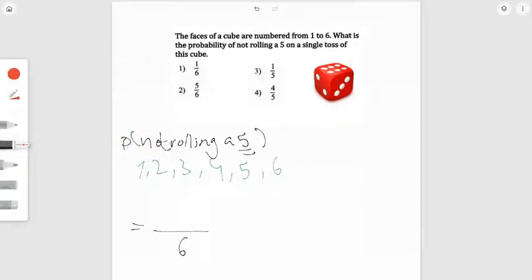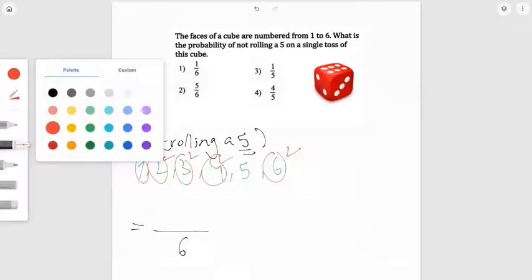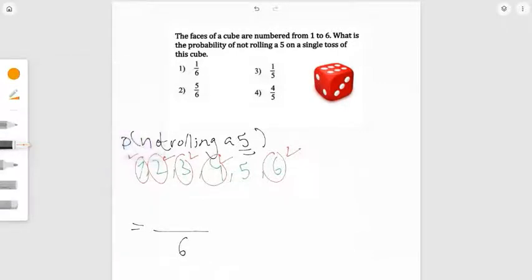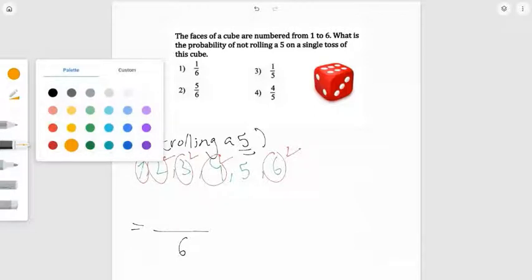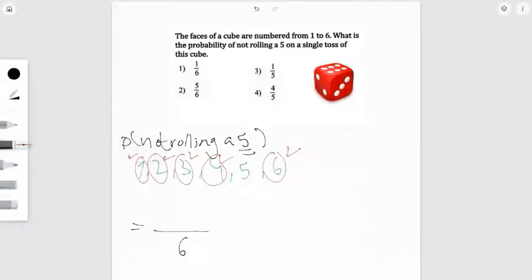So we need a number that is not 5. 1 is not 5, 2 is not 5, 3 is not 5, 4 is not 5, and 6 is not 5 either. So the chosen numbers are 1, 2, 3, 4, and 6. So 5 over 6 is the final answer.